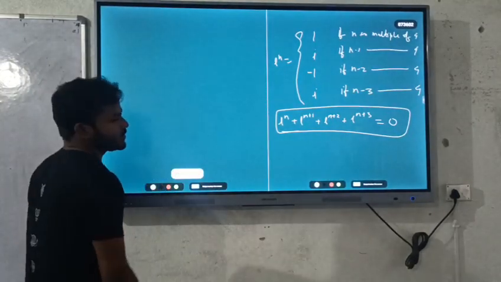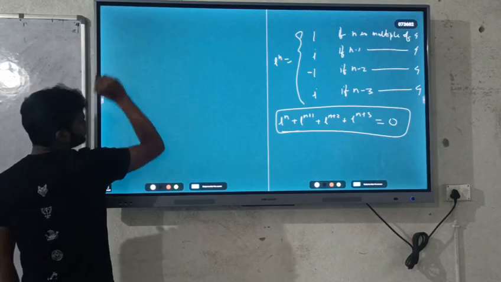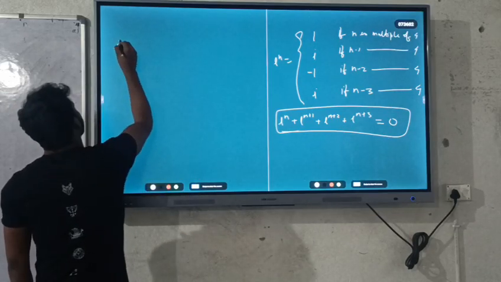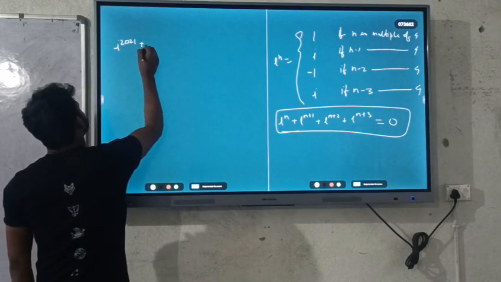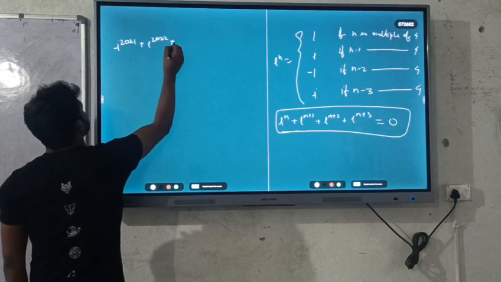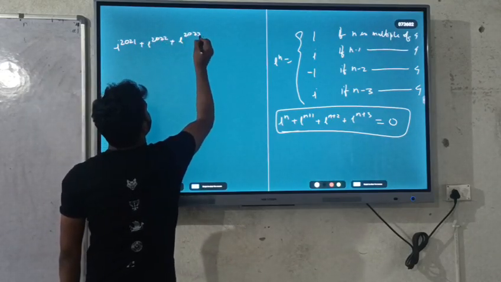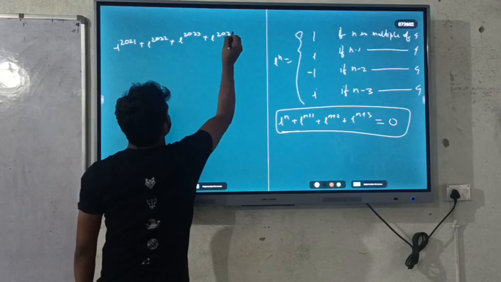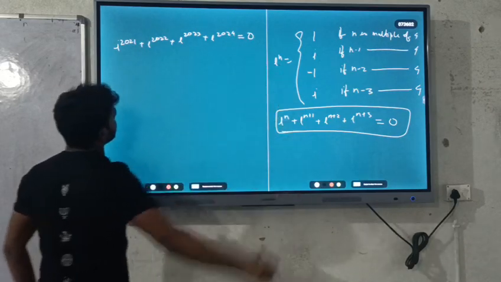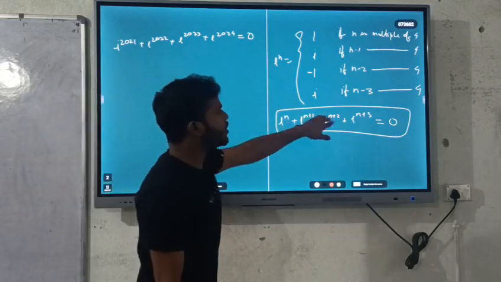Let's solve it. So let's find this value: the summation of i to the power 2019 up to i to the power 2022. Now we can directly say this value is 0 because these are 4 consecutive powers of i.